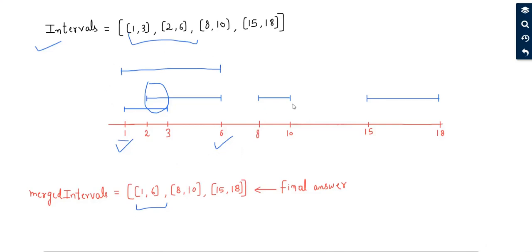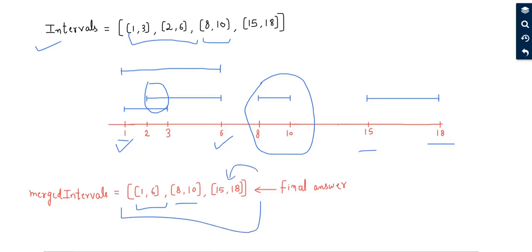Then 8, 10 is already an independent interval, as there is no other interval which is overlapping this interval. So I put it in my answer array as it is. Then I have my final interval starting from 15 ending at 18. It is also independent, hence I put it as it is in my answer array. So this is my answer array. It contains three intervals which are independent of each other, and I will return this array from my function.